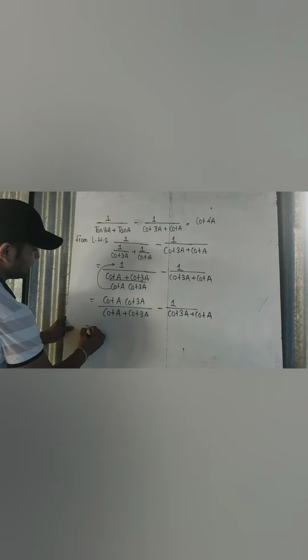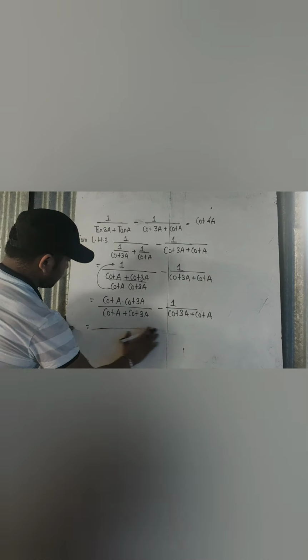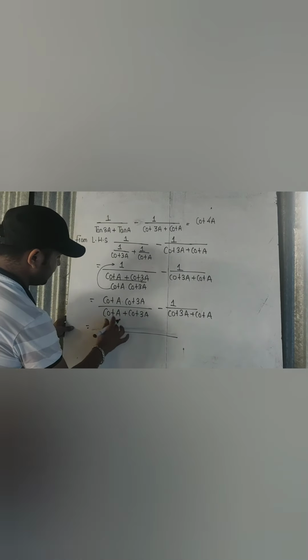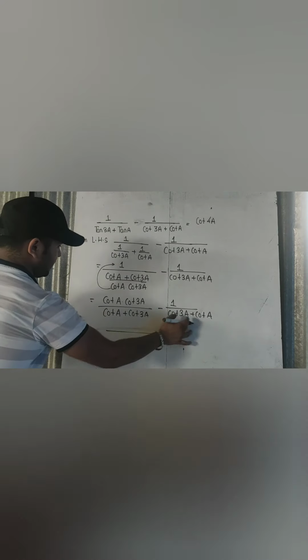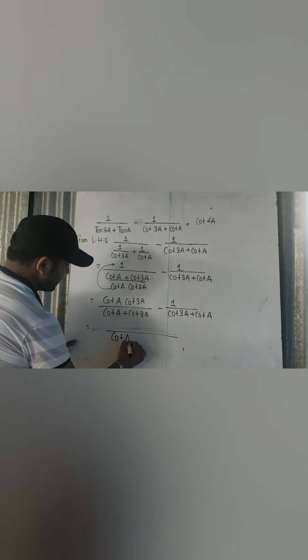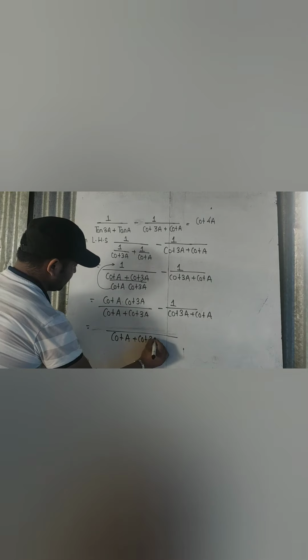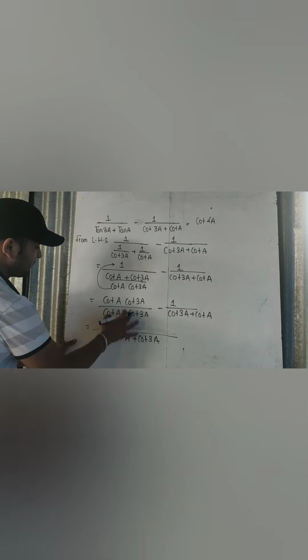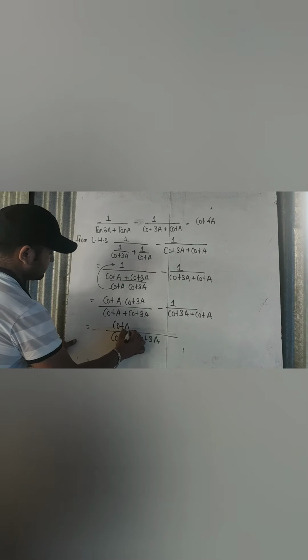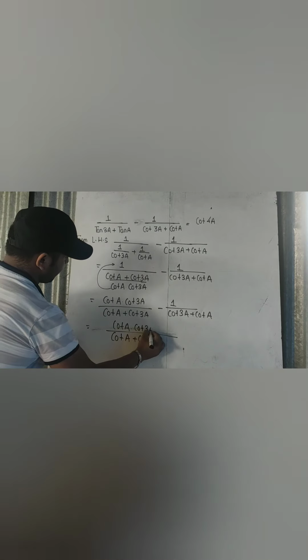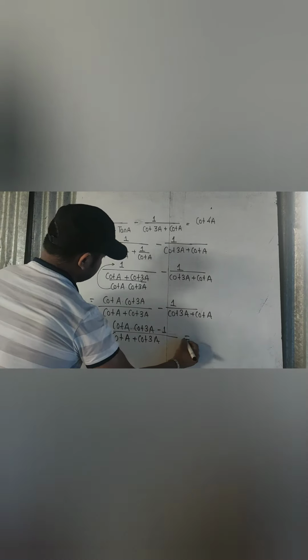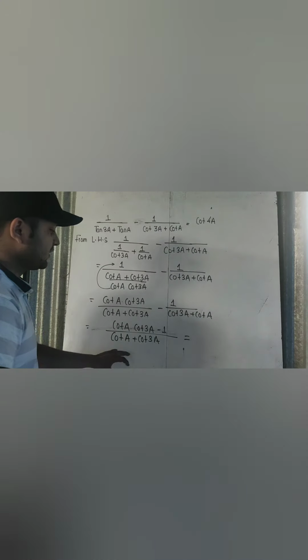Now when you take LCM of this term, we're taking LCM of the denominator. You have cot a plus cot 3a, you have the same denominator, so the LCM will also be same. So when the denominator and LCM is same, the numerator will also be same.